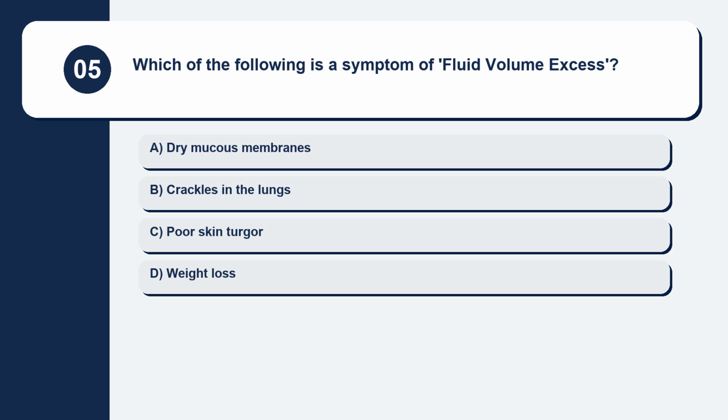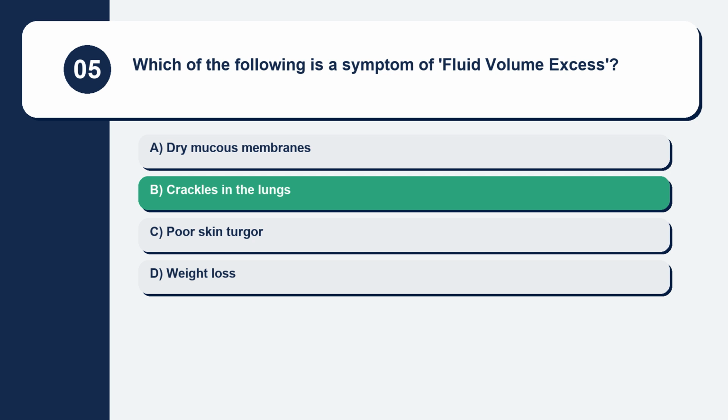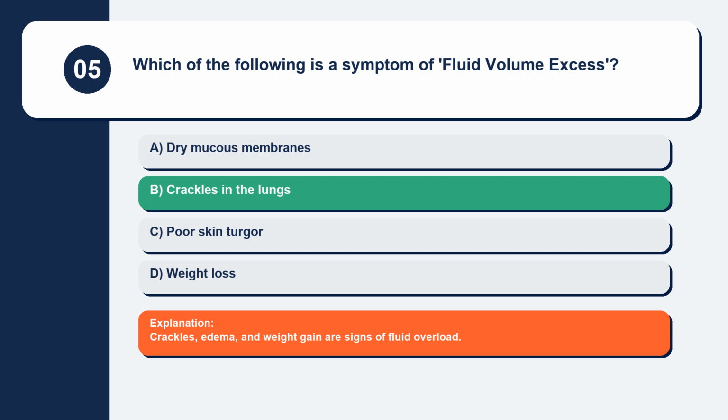Question 5. Which of the following is a symptom of fluid volume excess? Dry mucous membranes. Crackles in the lungs. Poor skin turgor. Weight loss. Crackles, edema, and weight gain are signs of fluid overload.